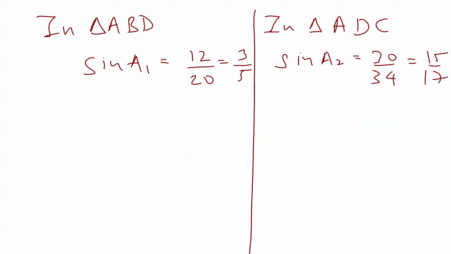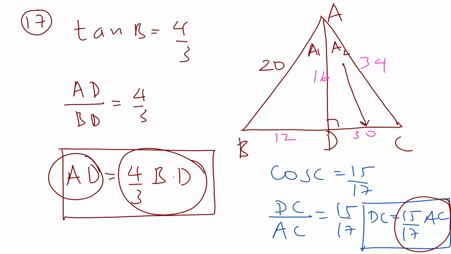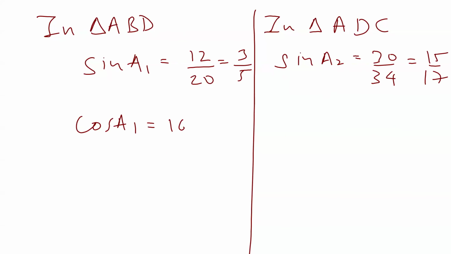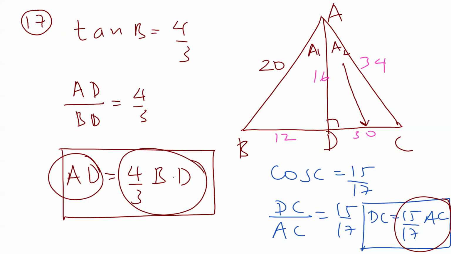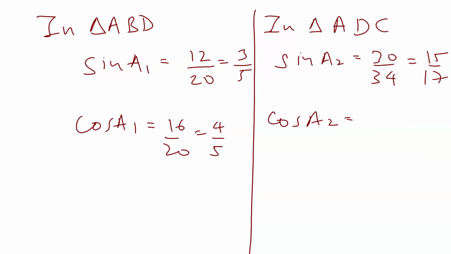I'll also calculate cos for both the terms from the triangle itself. So cos A1 will be 16 upon 20, that is 4 by 5. And cos A2: look at the other triangle where A2 is there. Adjacent to A2 is 16, and 34 is the hypotenuse, so 16 upon 34, that is 8 upon 17.